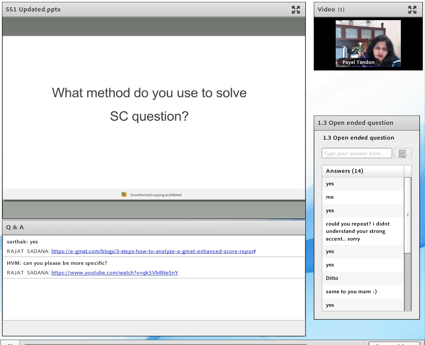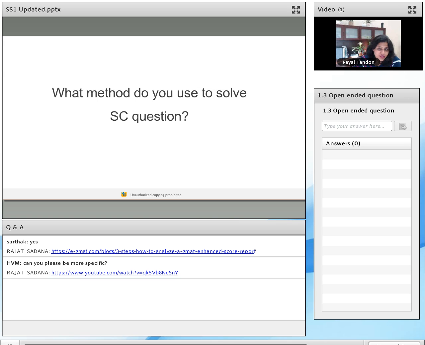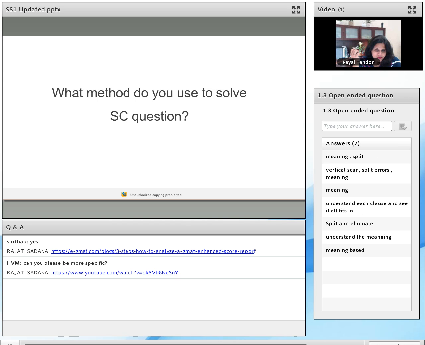Now, before I go further, I'd like to understand what method you use today to solve an SC question. You can tell me in step 1 I do this, in step 2 I do this, in step 3 I do this, or you can just give me an overall method that you use. I may ask you for more details if what you tell me is not specific enough. Now, when you say meaning based, I want you to tell me what you mean by that.